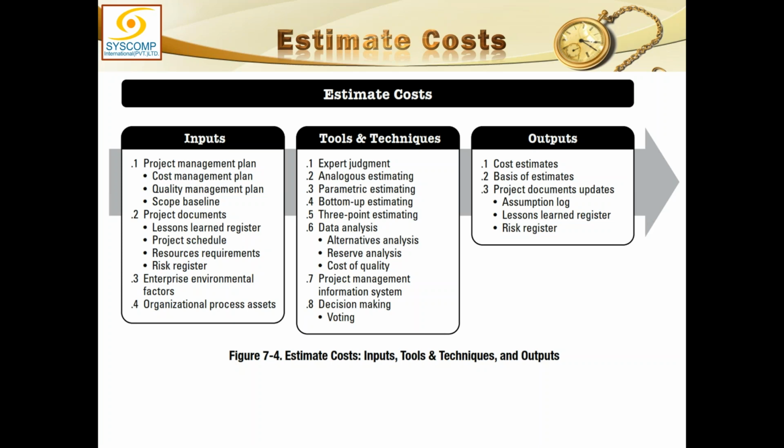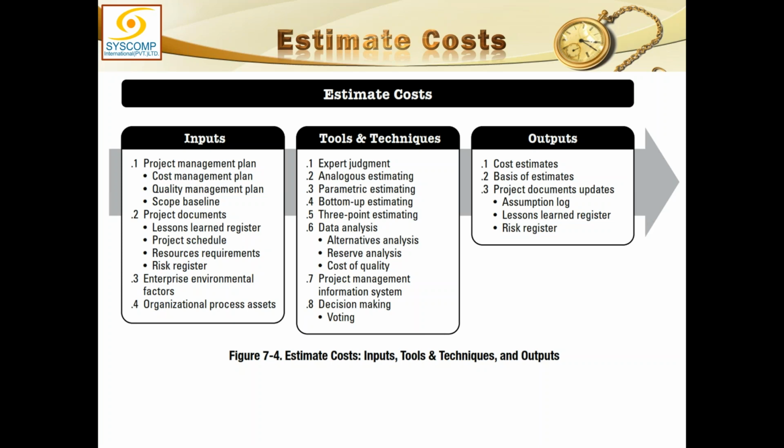Now coming back to the tools and techniques, we have the similarity with the schedule, the activity duration estimate. Expert judgment was there, it is here also. Then we have analogous estimating. In duration, we were doing the analogous estimating for the duration of the project. Now we are doing the same for the cost of the project.